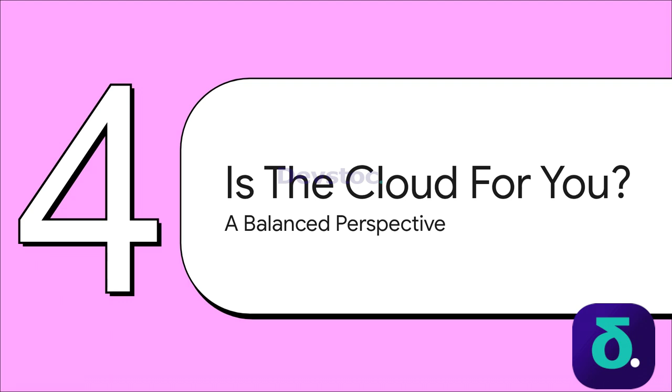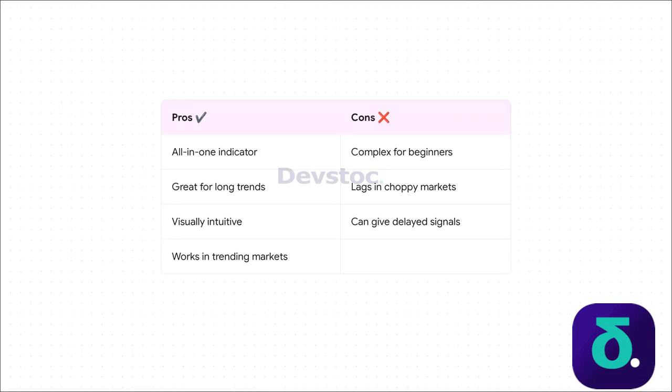So, with all this power, is the Ichimoku Cloud the perfect holy grail tool for every single trader? Well, let's take a balanced look and help you decide if it really fits your personal trading style. So on the pro side, you get multiple indicators packed into one, which is awesome. It's fantastic for identifying those big, long-term trends, and visually, once you get the hang of it, it's actually really intuitive.